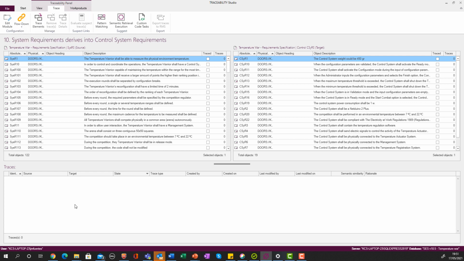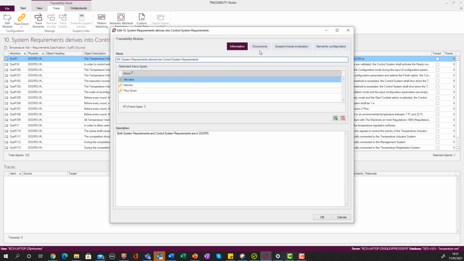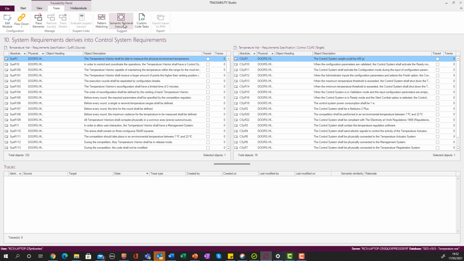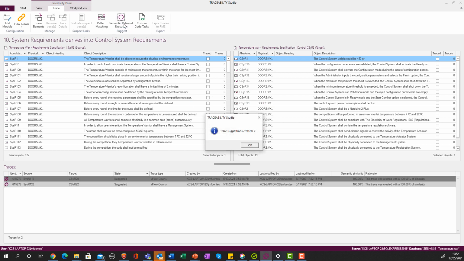Normally, you will find requirements at the top level that directly will flow down without any change into the child documents. So in order to find this, you just check the configuration of the semantic engine, and in the suggested traces evaluation, I just decide to find only those requirements that are fully the same between the source and the target. So I change the level of similarity that I request to 100%, right? So you click OK, and then you just execute the semantic search engine.